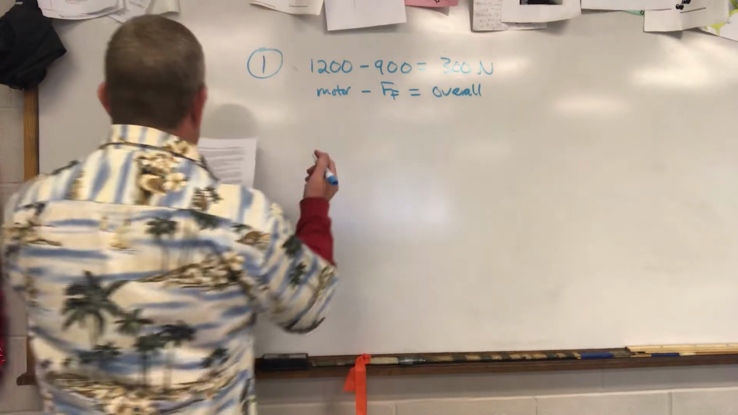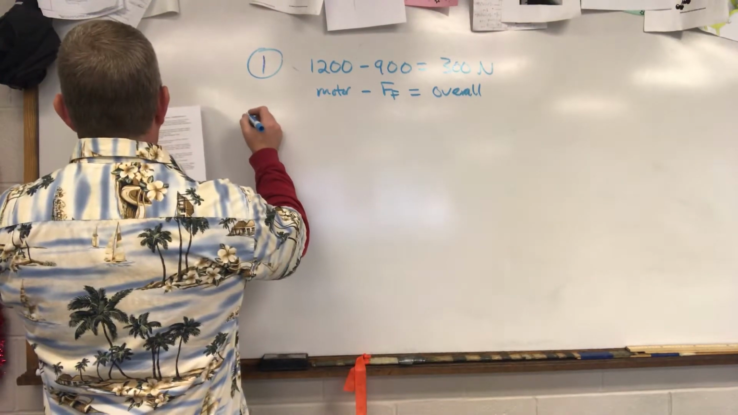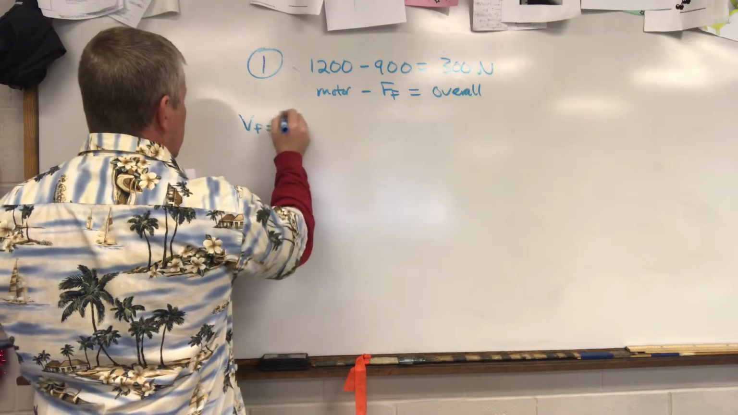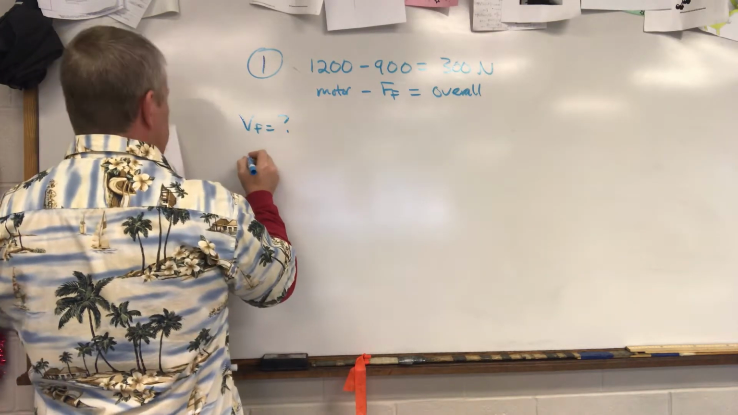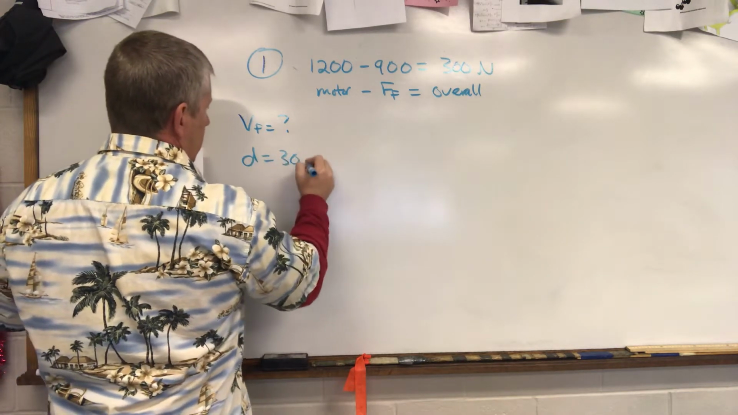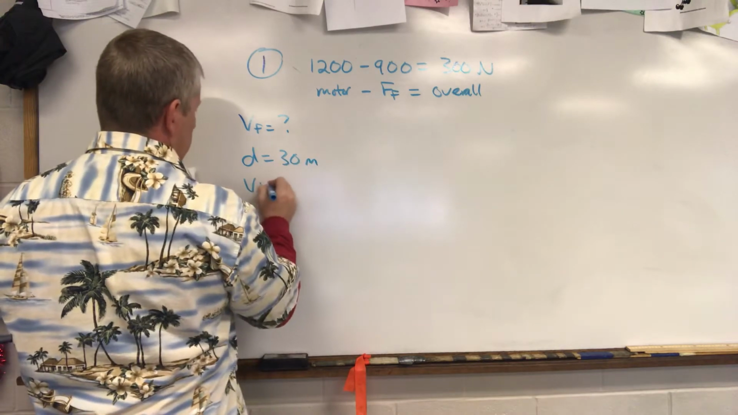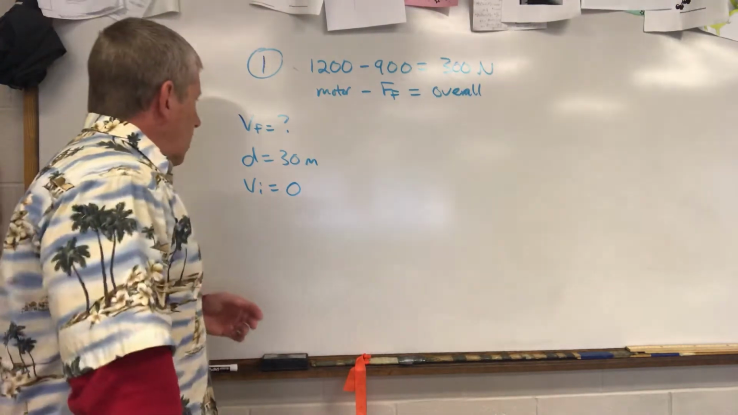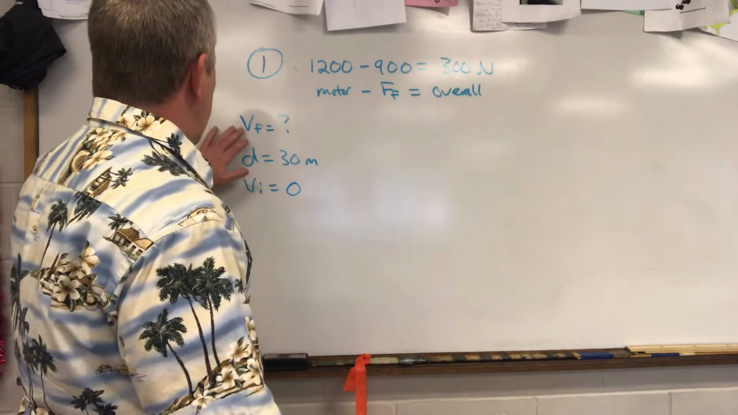All right, so let's see. We'll write it down. So we find the speed. So we want to find the velocity of the car after we've moved a distance of 30 meters. Starts from rest. Use energy. Okay, so I want to know the final velocity.